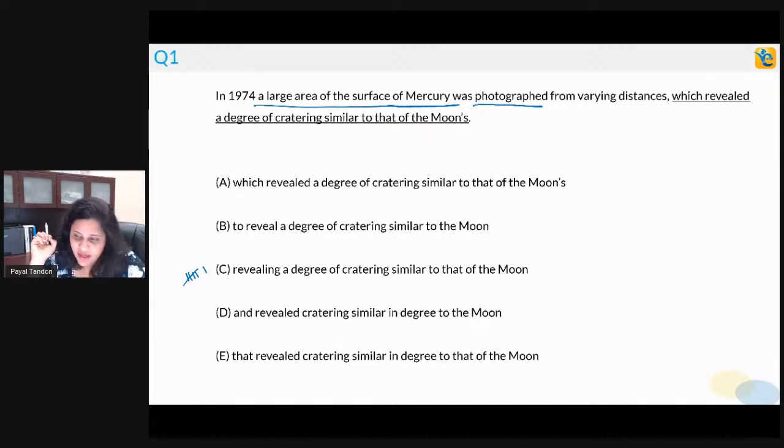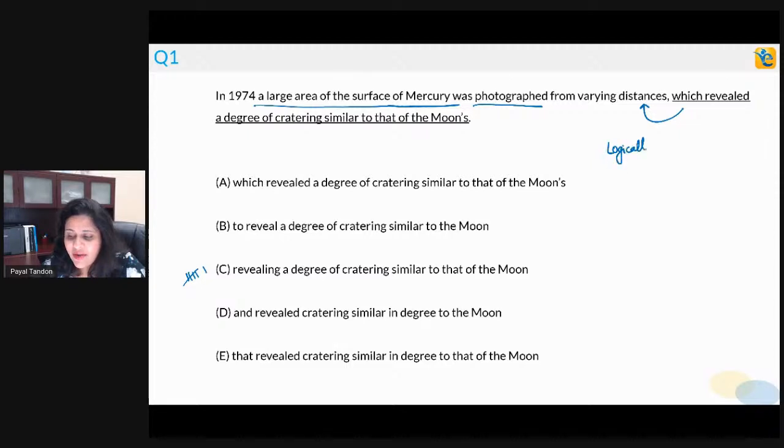Which refers to the nearest noun, which doesn't make sense in this case, right? Which always refers to the nearest noun. In this case, it refers to distances, and that doesn't make sense, right? But what do you think logically? What revealed a degree of cratering? As per the statement, yes, you're absolutely right, it's modifying distances. But logically, what should which modify?